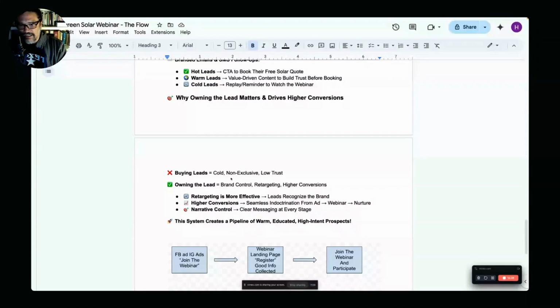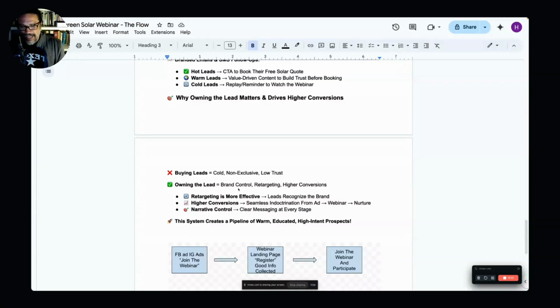Moving down, why owning the lead matters, drives higher conversions. Of course, if you're buying leads, cold, non-exclusive, there's low trust. Owning the lead gives you brand control, persona control. Whether you're a brand, sales and marketing organization, solar company, or a high-level consultant with several different fulfillment options and you're trying to brand yourself, these days with social media, if you're not branding yourself with everything that you do with your lead generation, if you're not developing that system, then you're really just relying on other people to feed your pipeline, and that is an uncomfortable place to be, right?